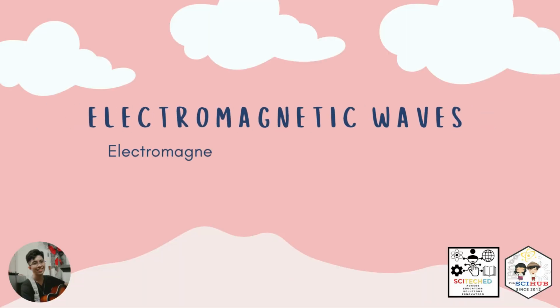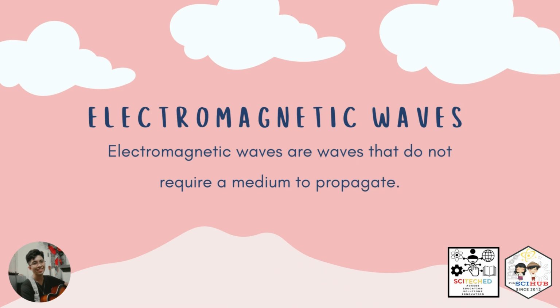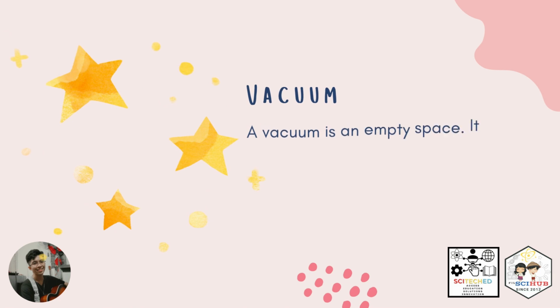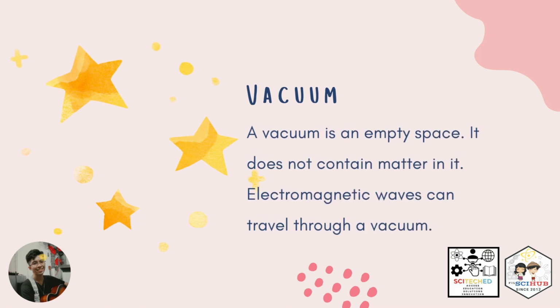Now, let us have electromagnetic waves. Electromagnetic waves are waves that do not require a medium to propagate. It is crucial to understand that mechanical waves require a medium, but electromagnetic waves do not require a medium. It means to say that electromagnetic waves, or EM waves for short, can travel with or without solid, liquid, gas, or plasma. It can actually travel through a vacuum. When we say vacuum, there are no molecules in there. It is an empty space, a region of space with no matter, no solid, no liquid, no gas, or no plasma.